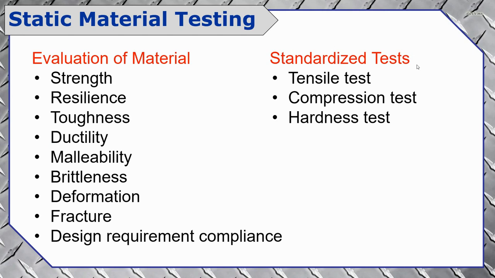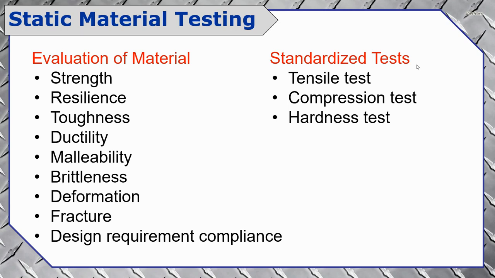Some of the properties that we're going to be looking into and trying to understand are maybe words that you've heard in everyday language, but you might not understand the technical definitions for these things. So we're going to start to understand what these actually mean in terms of material characteristics and how they're measured and how we explain them visually. So some different mechanical properties of materials that we might be interested in are their strength, resilience, toughness, ductility, malleability, brittleness, deformation, fracture, and all of these have to do with how they comply with different design requirements.